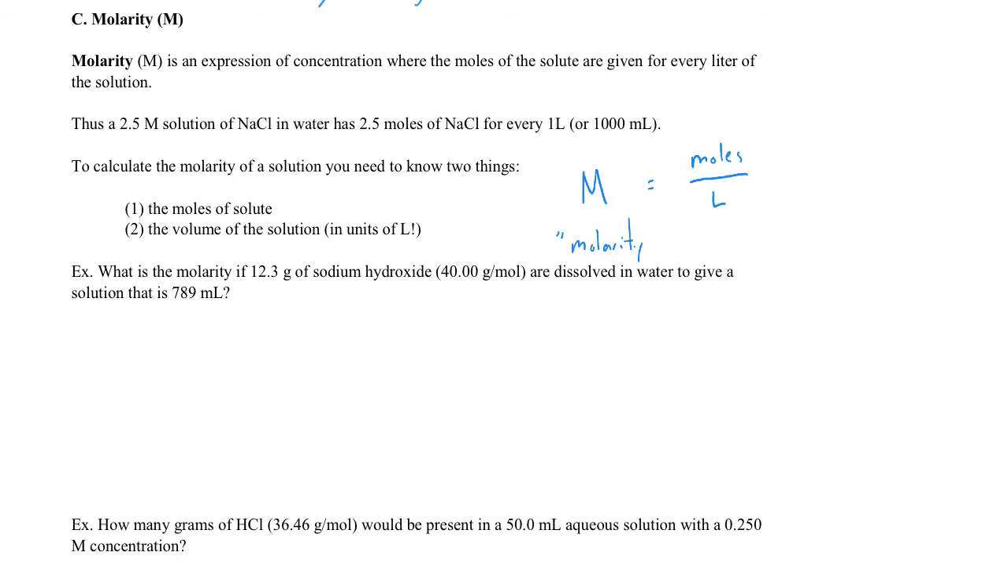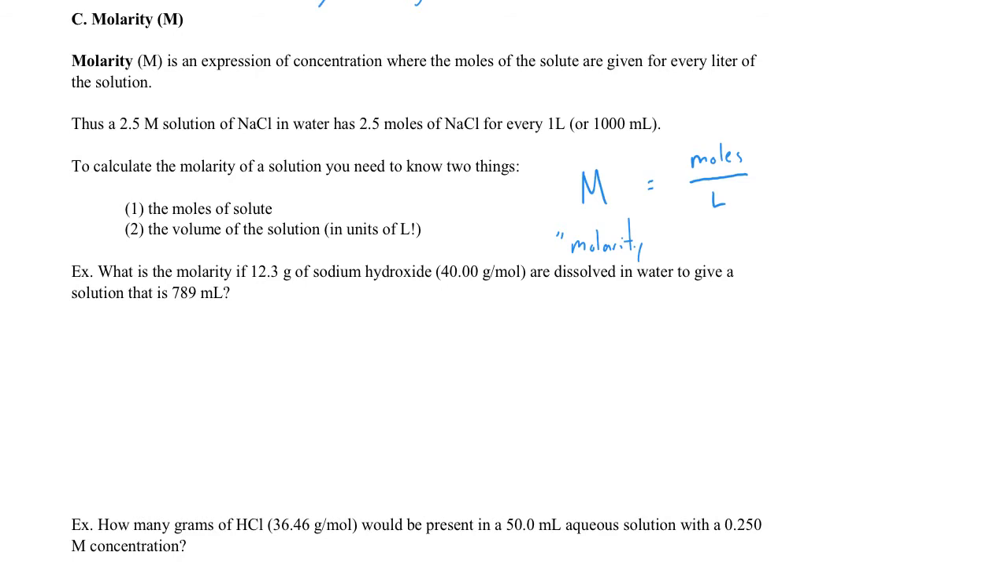So for example, if we said something was 2.5 capital M, what we're saying is that that solution is 2.5 molar, or has a 2.5 molarity. And if we're talking about sodium chloride, if we had a 2.5 molarity solution of sodium chloride, it would have 2.5 moles of sodium chloride for each liter. So for instance, what if we had 2 liters? Well, that would mean we would have 5 moles of sodium chloride.